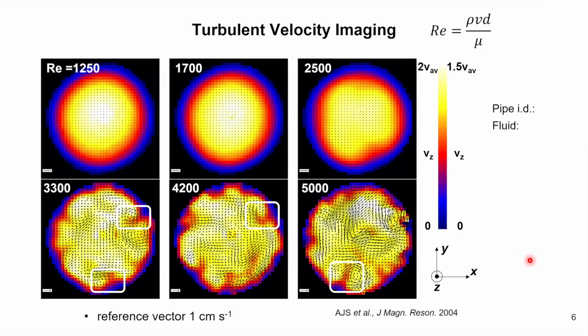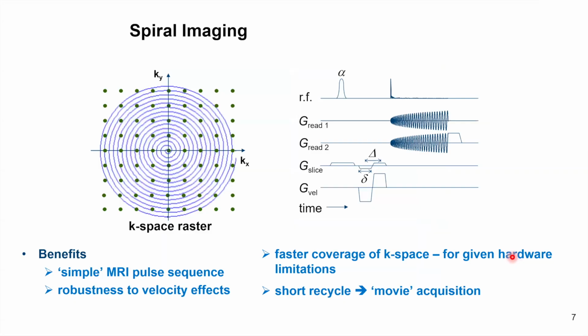So those three components were taking 60 milliseconds. Obviously, we'd like to go faster where possible. And it turns out that spiral imaging is quite suitable for this. Basically, you can cover K-space in a shorter amount of time for given hardware limitations.